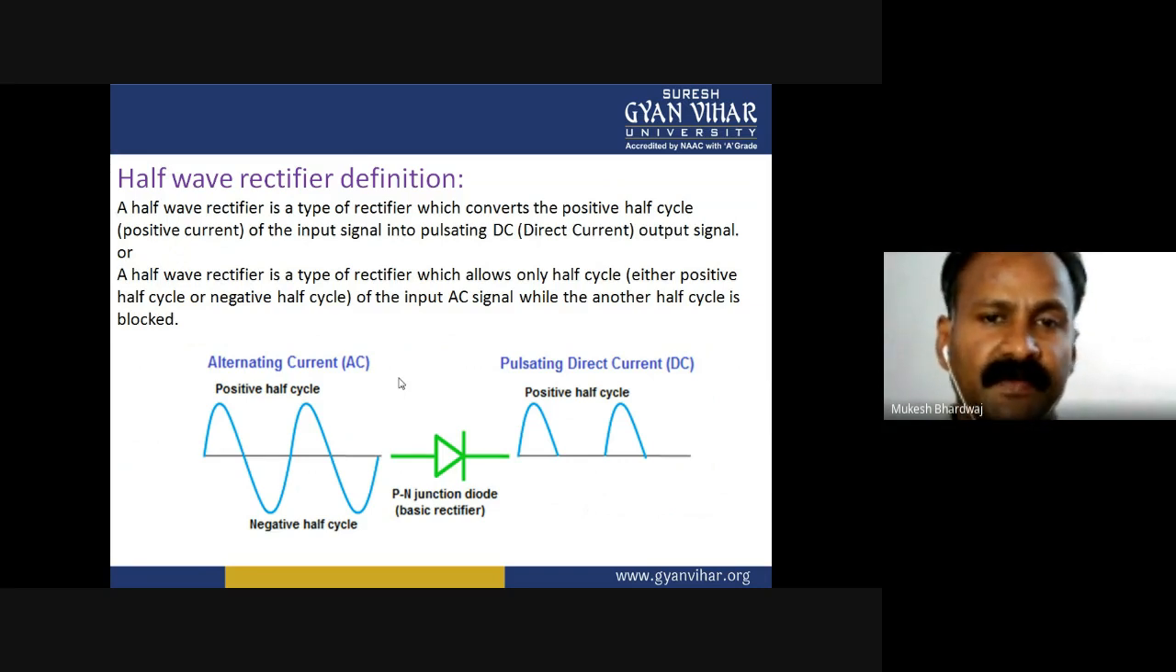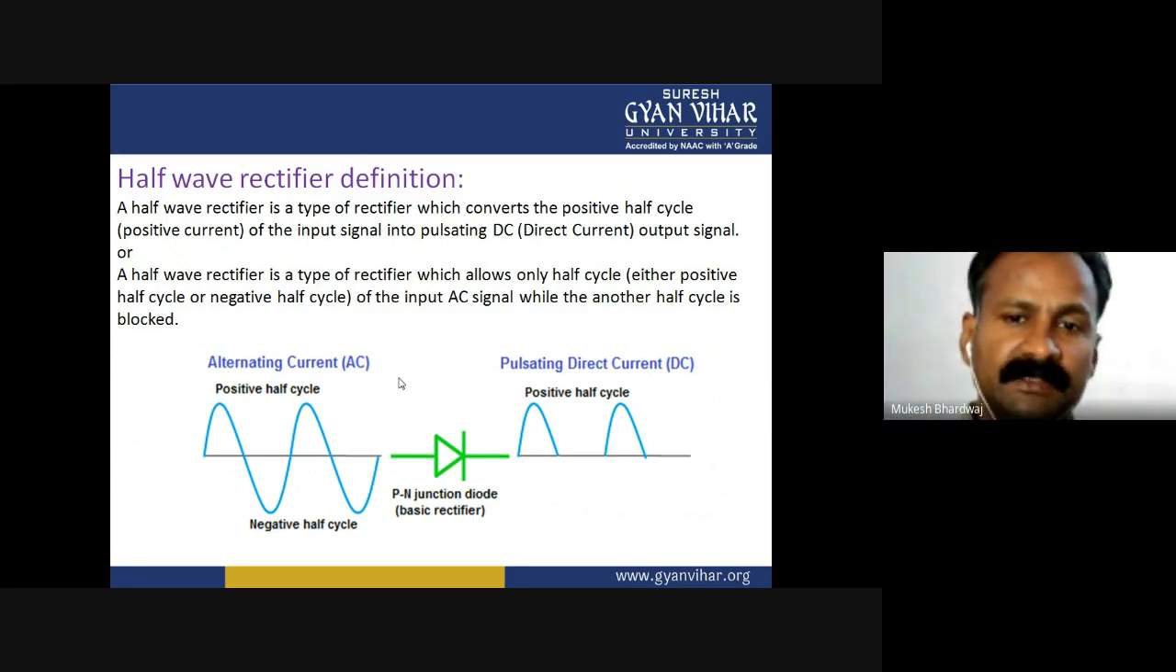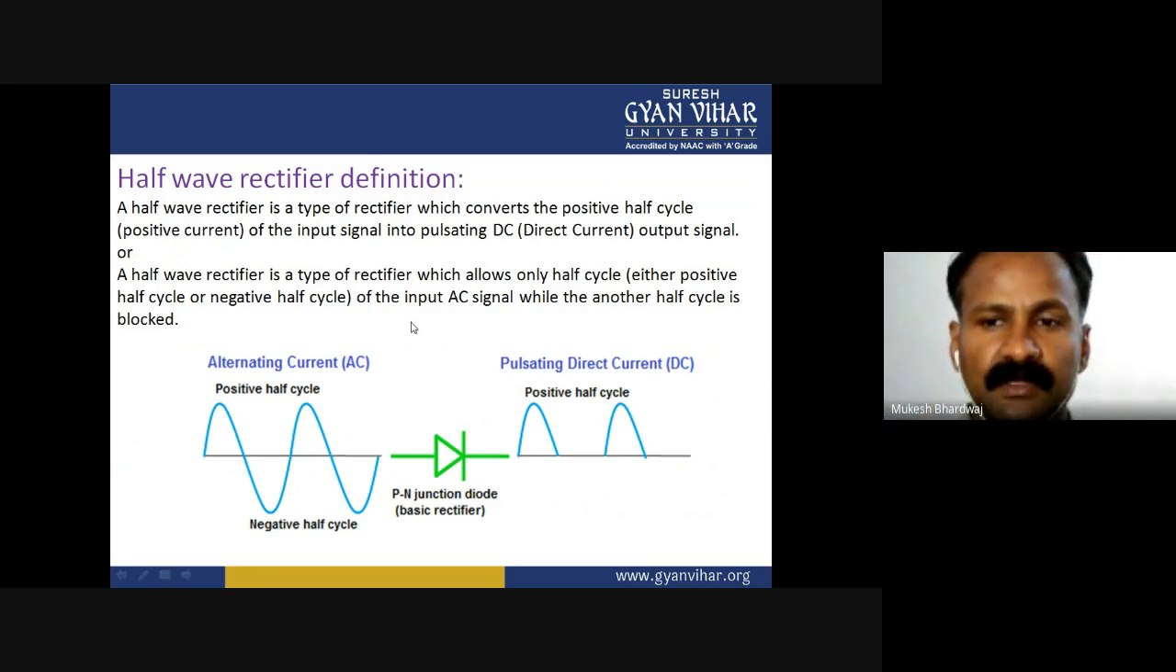A half wave rectifier is a type of rectifier which converts the positive half cycle of the input signal into pulsating DC output signal. Or a half wave rectifier is a type of rectifier which allows only one half cycle, either positive half cycle or negative half cycle, of the AC input signal, while the other half cycle is blocked. So this is the diagrammatic representation of a half wave rectifier, where you are just getting the pulsating direct current as an output.